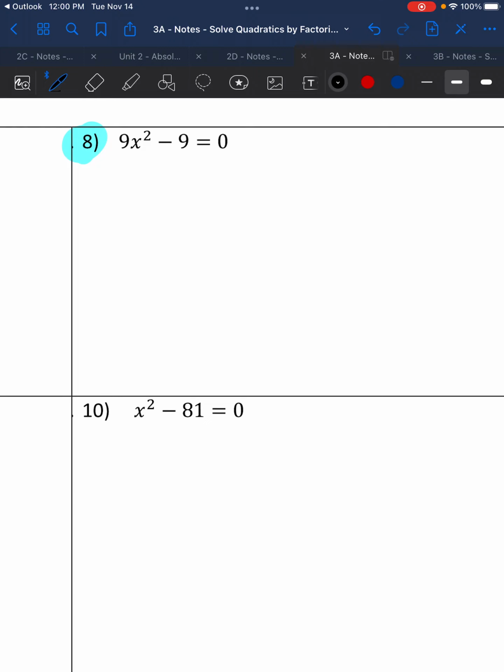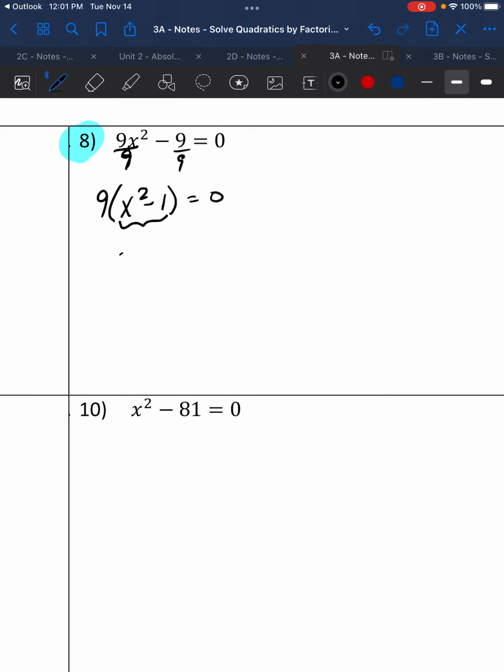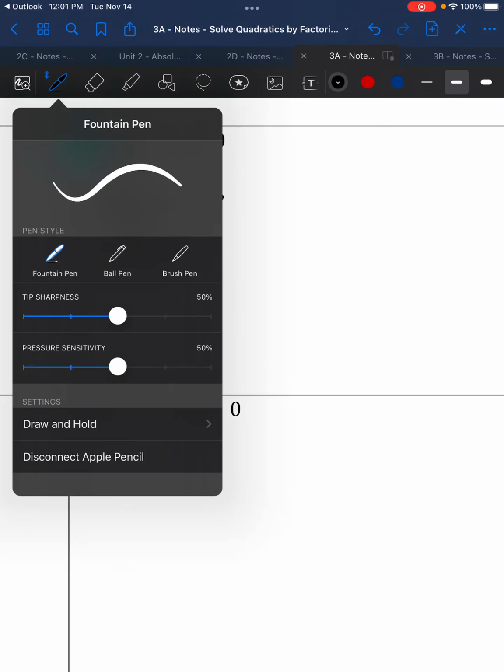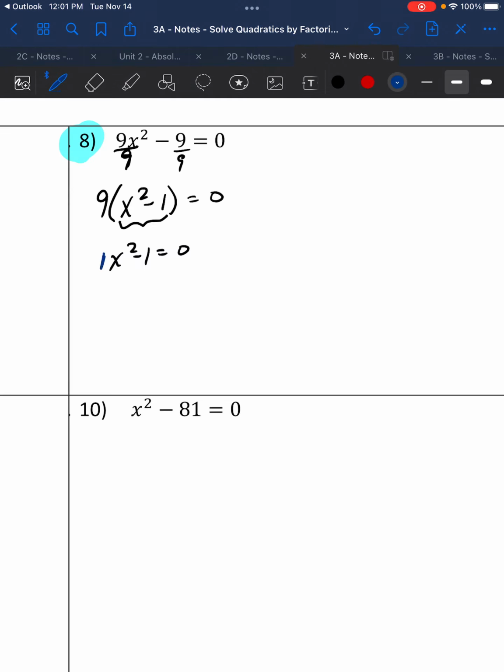All right, let's take a look at number 8. So here it's already in standard form. And is there a greatest common factor? Yes. You can divide by 9. Take a 9 and undistribute. 9 does not have an x on it, so there is no solution that's going to be found with the greatest common factor. Inside, we have x squared minus 1 equals 0. Well, what's my a, b, and c here? My a is 1. My b is, there's no b, so that's going to be 0. And my c is negative 1.